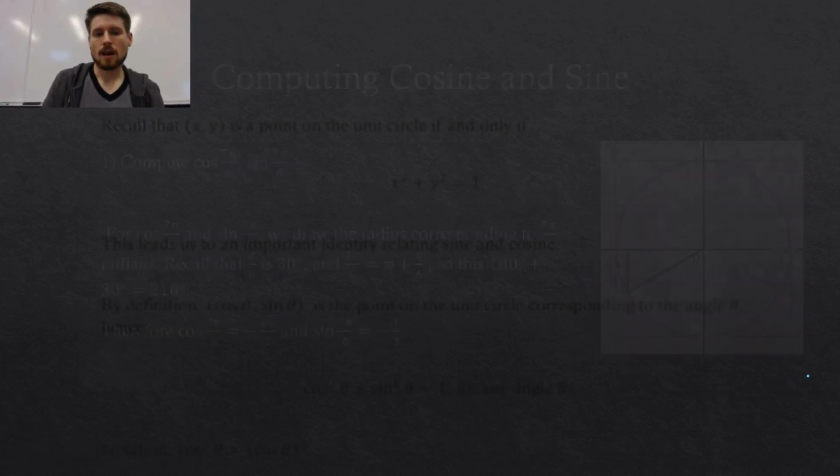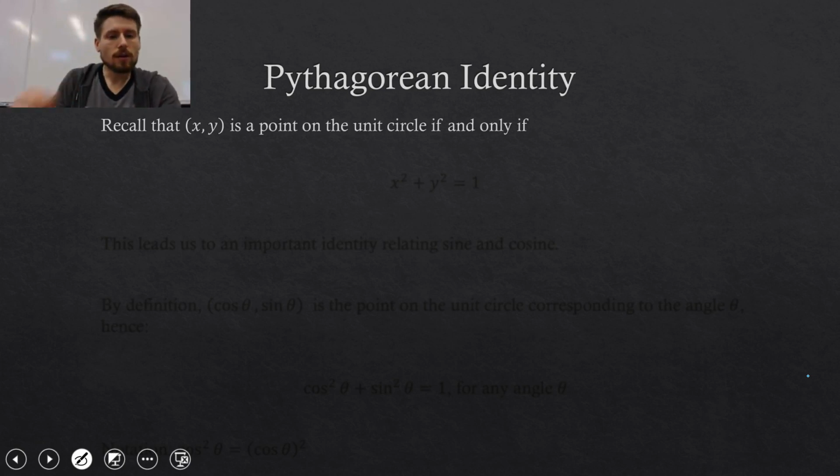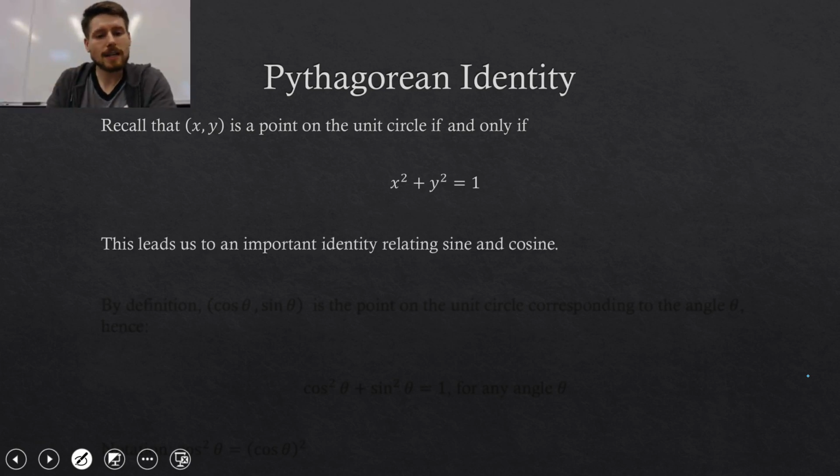Boom. Lastly, let's talk about the Pythagorean identity. Recall that (x, y) is a point on the unit circle if and only if it satisfies this equation, x squared plus y squared equals 1. So if you have two numbers x and y that satisfy this equation, then you know it's going to be on the unit circle and vice versa. This is going to lead us to an important identity that relates sine and cosine. Maybe you already see that identity. Maybe you can just see where we're going with this one.